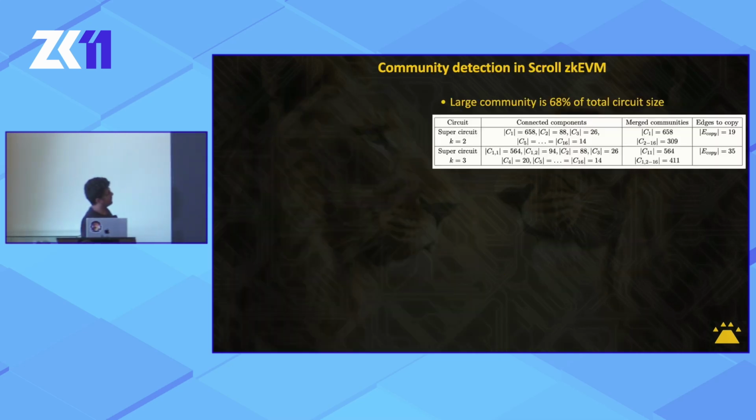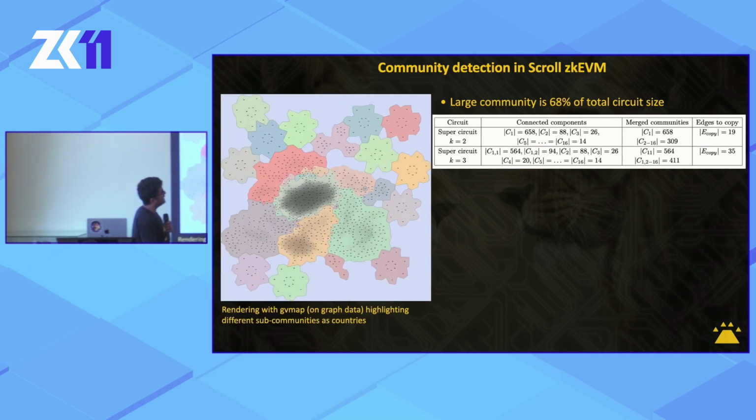So we applied it to Scroll ZKEVM. And we find that the split is like 68% of the total circuit size. So there was no efficient way to partition this. The largest community is about 658 columns. And if you try to recursively apply this Girvan-Newman, it takes the 658 columns and splits it into 564 and 94, and increases the number of edges you want to copy.